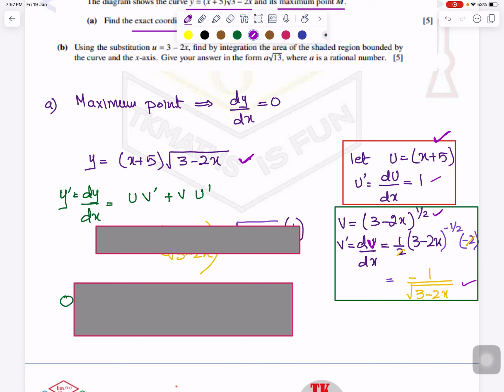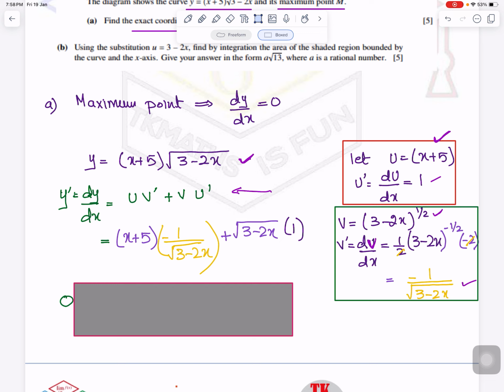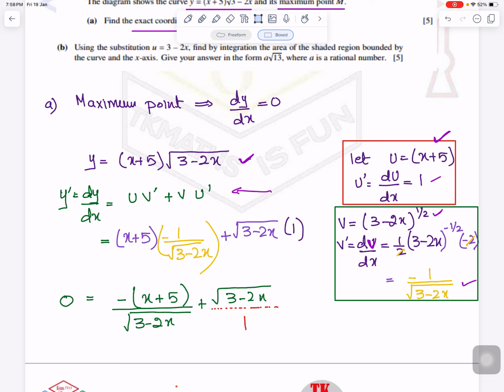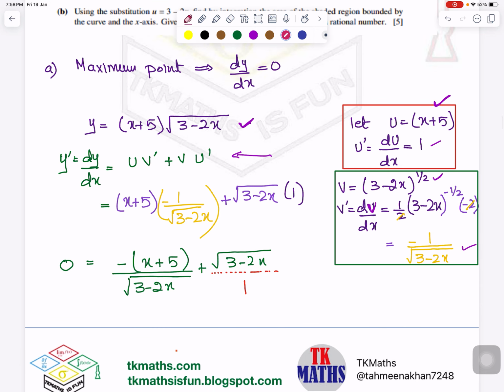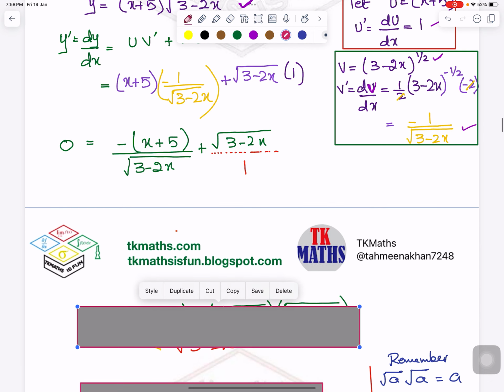Now these values of u, u prime, v and v prime, I will plug into this formula, which is the product rule formula for differentiation. I have simply plugged them in, used different colors to show you, and then I will simplify it by putting this equal to 0. And why are we putting it equal to 0? Because at the maximum point, dy over dx equals 0. Now mostly students have difficulty simplifying equations with algebraic fractions when you have a square root. So let's see how we will do it.